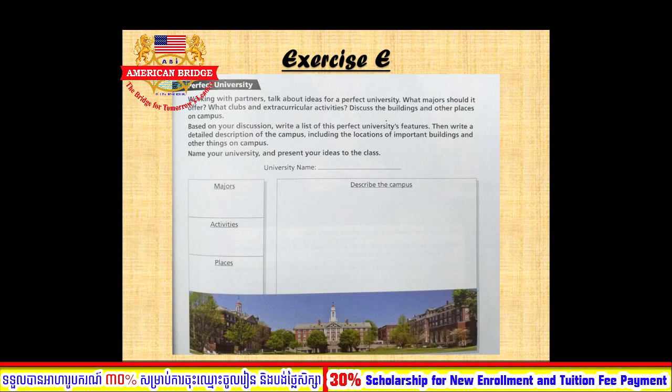Now, exercise E is a perfect university. What you need to do for this is work with a partner again. I know you say, teacher, but we don't have a partner. It's okay. Ideas about a perfect university. What majors should it offer? What clubs and extracurriculars? Discuss the buildings and other places on campus. Write a list of this perfect university's features and write detailed descriptions of the campus. Name your university and present your ideas to the class.